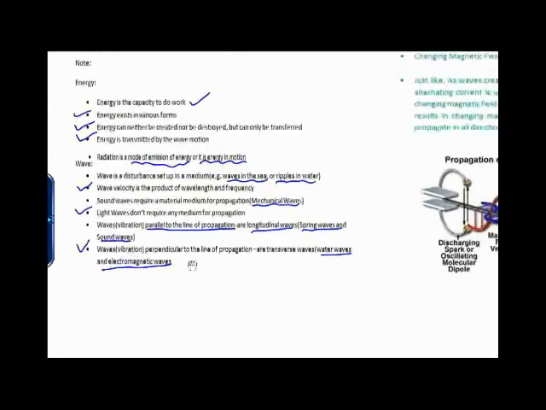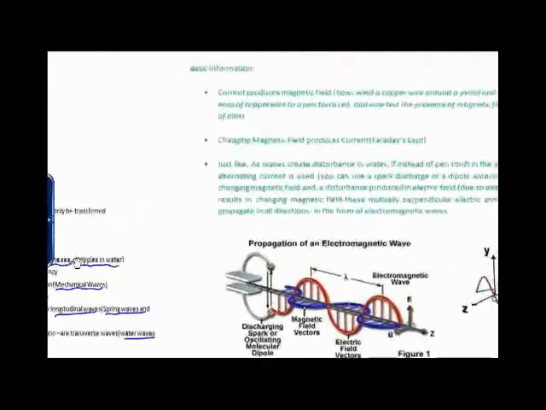Next, the most important point: vibrations that are parallel to the line of propagation. If the vibrations are parallel to the line of propagation, then they are called longitudinal waves. Examples are sound waves and spring waves. If the vibrations are perpendicular to the line of propagation, then they are called transverse waves. Examples are water waves and electromagnetic waves. These are the basic facts which will help us in understanding the production and uses of electromagnetic waves.